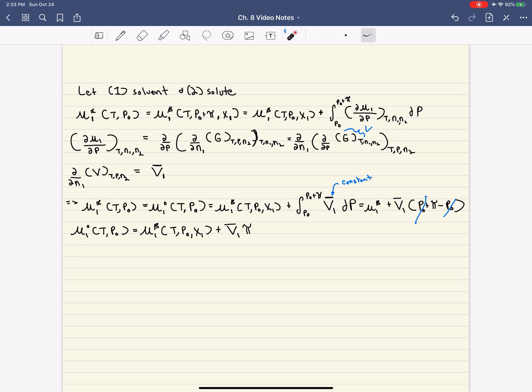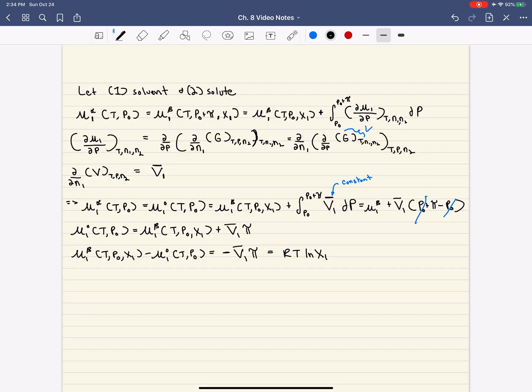What I'm going to do now is move this to this side and subtract off this here, so that I could write mu1 beta at T, P naught, x1 minus the pure standard state chemical potential is equal to negative V1 bar pi. And the reason I wrote this equation like this is because here on the left hand side we essentially have the chemical potential of the actual mixture minus the standard state chemical potential. And so by definition, if we remember the previous videos where I talked about the chemical potential of dilute solutions, this here would just be equal to RT ln x1.